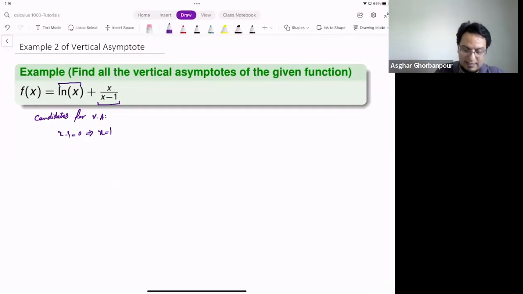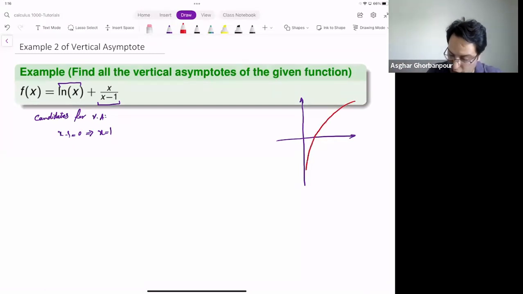How about ln itself? I am assuming now you know the ln function enough to see that the domain of the ln function is, first of all, positive numbers. And as we go closer to zero, the function goes down like that. In other words, we know that the limit of ln x as x goes to zero plus, since it's only defined on positive values, is negative infinity. Well, that's another candidate. These are two candidates. Now we have to check both of them.